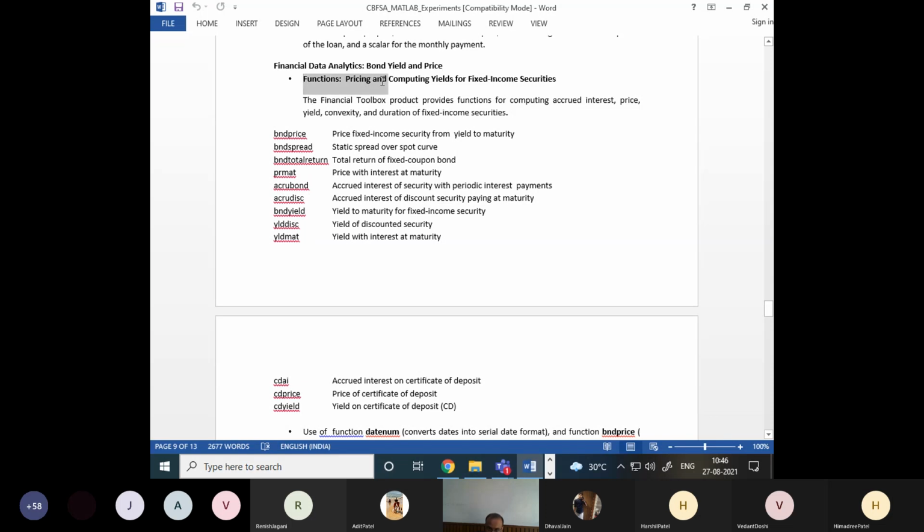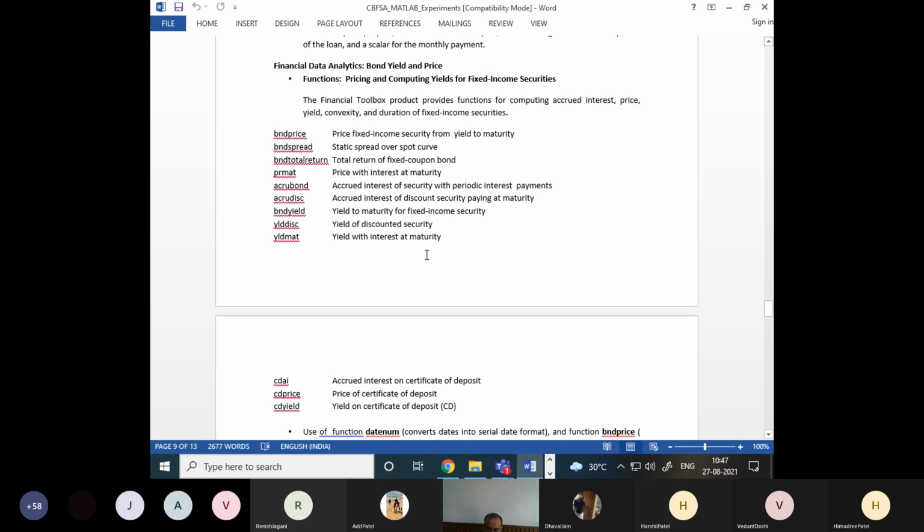Now we have functions for pricing and computing yields of fixed income securities like bonds. You recall that bond prices vary with time, right? That we discussed in the theory class. Also the yield to maturity, YTM, is a very important parameter for a bond. Bonds are of two types, zero coupon bonds or coupon bonds, and whether it is a zero coupon bond or a coupon bond, the price will change with respect to time, and the yield to maturity will also change. We have seen the price-yield graph in the theory. So how to find the bond price and how to find the yield to maturity are very important things.